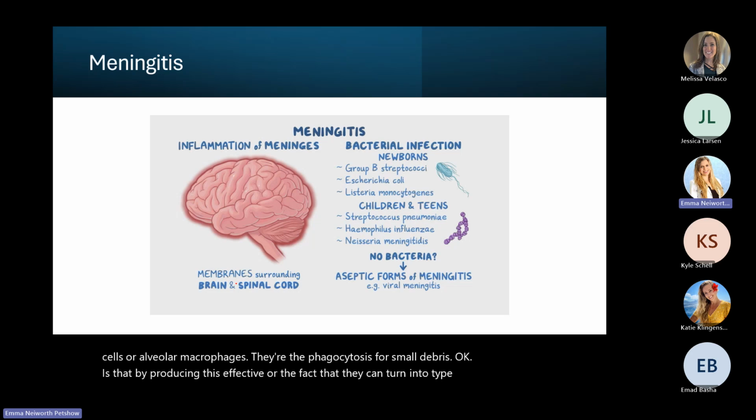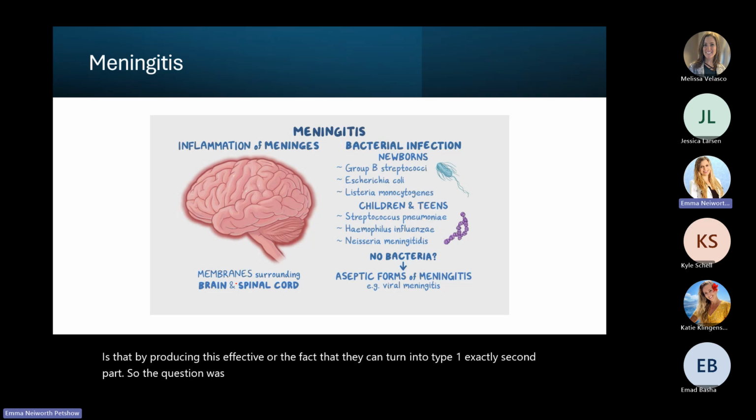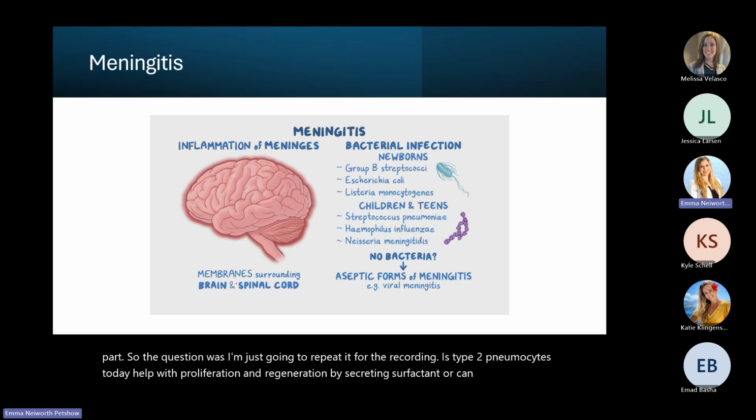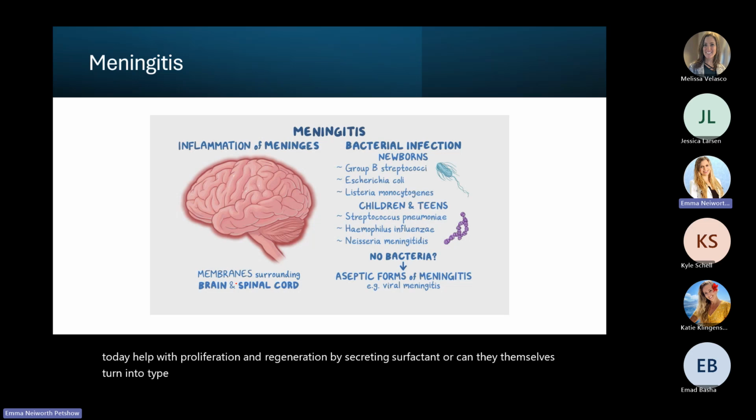Exactly, second part. So the question was, I'm just going to repeat it for the recording, do type 2 pneumocytes help with proliferation and regeneration by secreting surfactant, or can they themselves turn into type 1 pneumocytes? And it is in fact the latter.